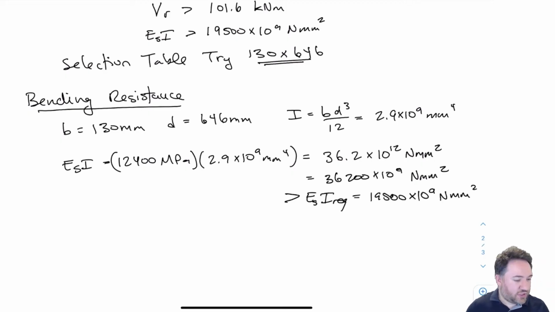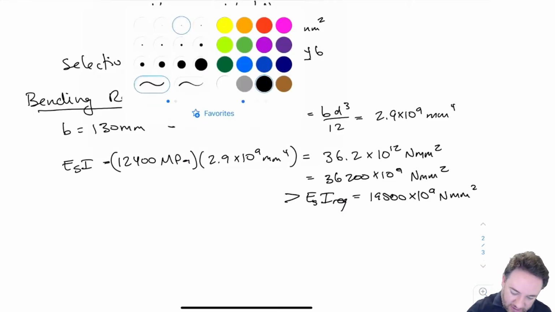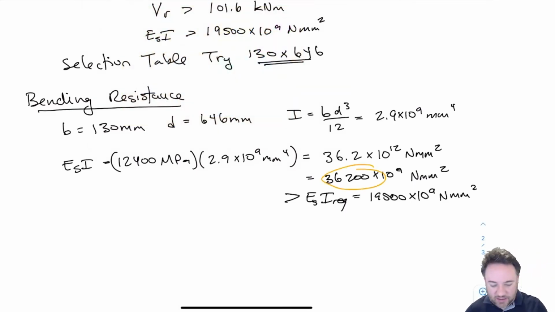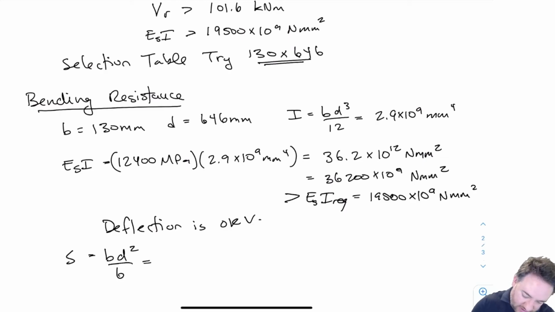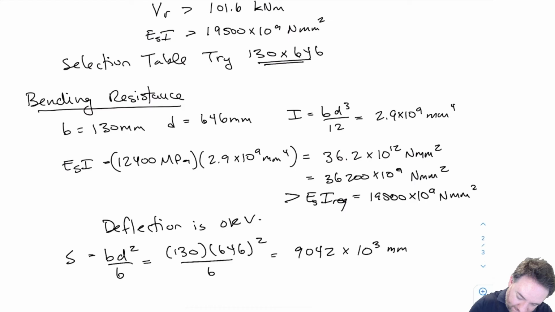Okay, so just laying out the geometry of the beam that we've selected, b is 130, depth is 646. I've calculated my I manually and checked manually the EI just to do a sanity check. This is the number that we got out of the table for this beam, and everything seems fine. So we're satisfying our deflection criteria. So that's great. Deflection is okay. All right, we're also going to need our S, which is bd squared over 6. This is our section modulus, and we're going to get this for our section modulus.